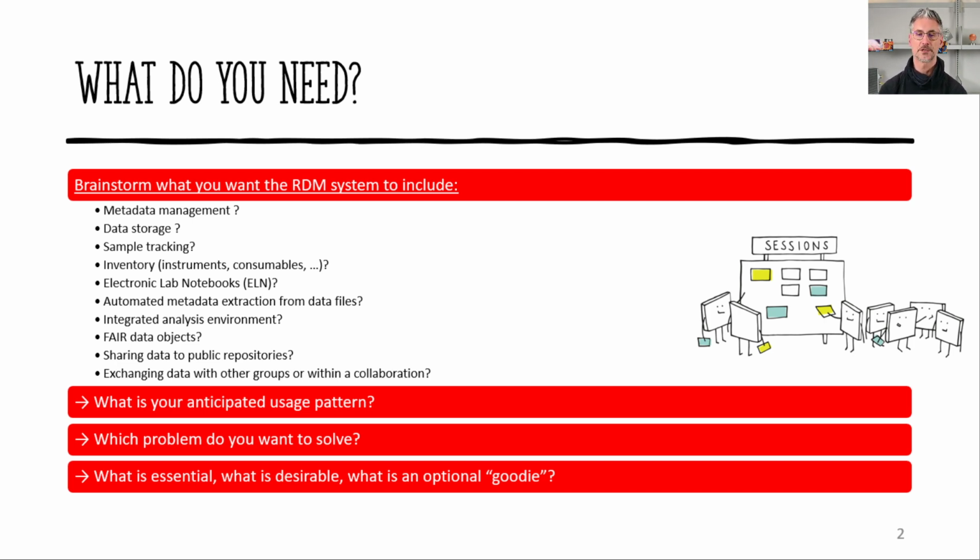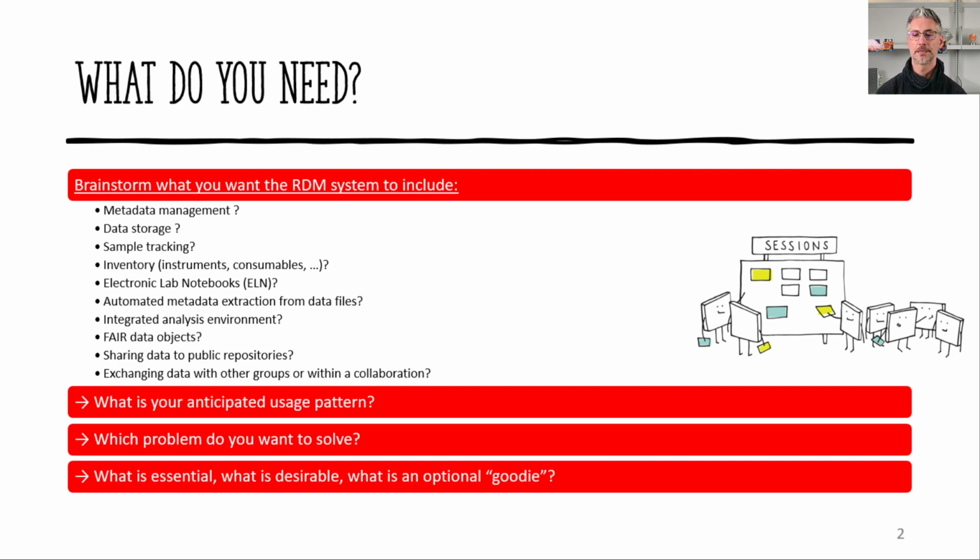Ideally, our RDM system is also coupled with the electronic lab notebook, because we will likely have a lot of files from our scientific instruments. We would need some automatic way of extracting metadata from those files and ingesting them in our RDM system. If we want to share data, we want to have FAIR data objects. And if we want to work with the RDM system, we need to think about if we want to integrate analysis environments into the RDM system or if we have everything externally.